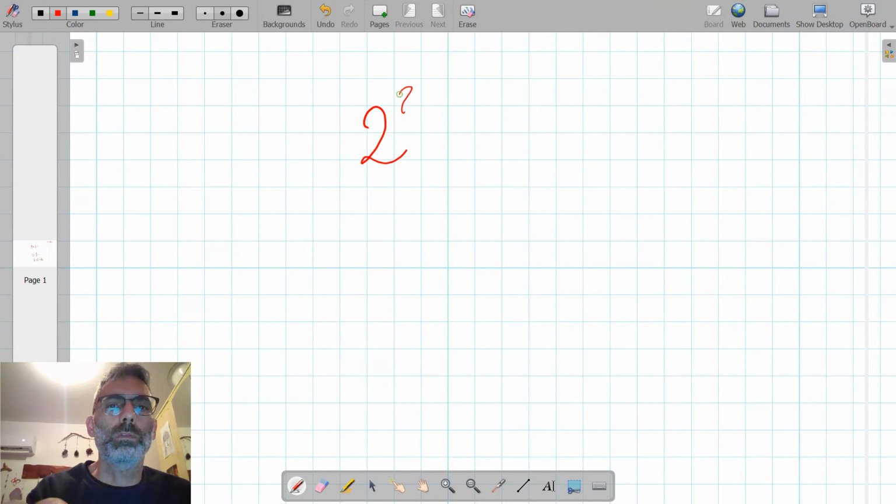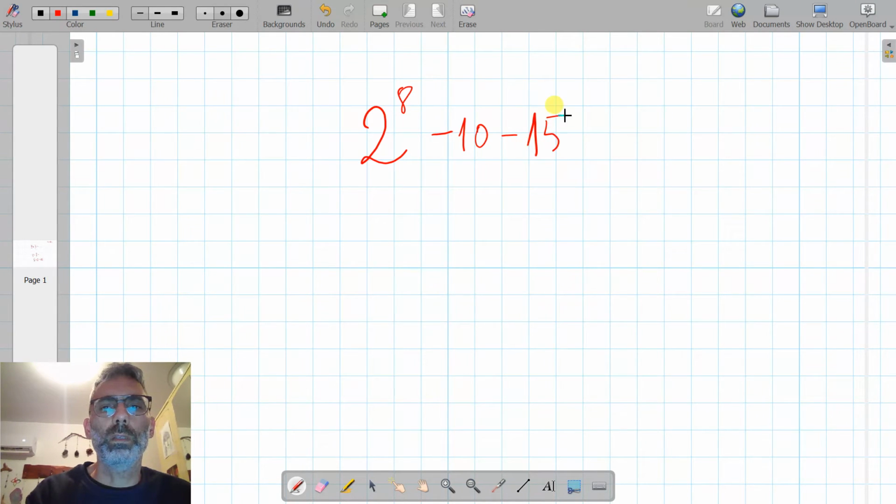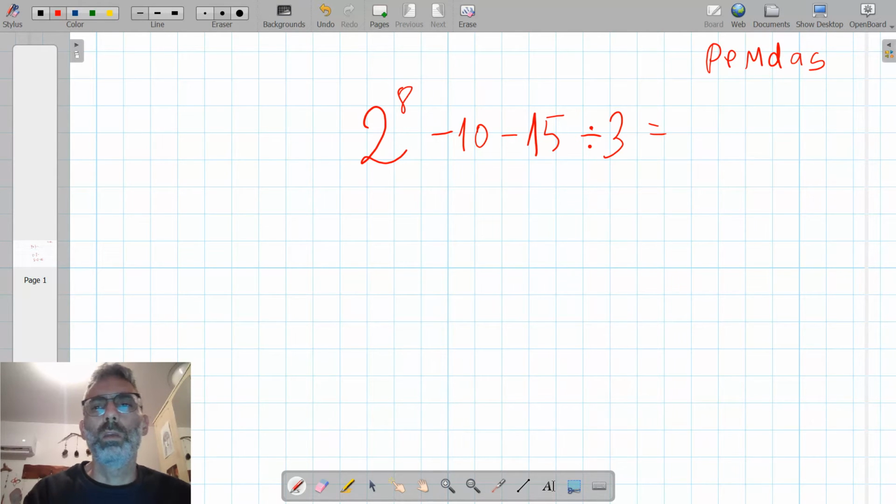2 to the power of 8 minus 10 minus 15 divided by 3. Okay, so first parentheses, I don't have parentheses, then exponents.